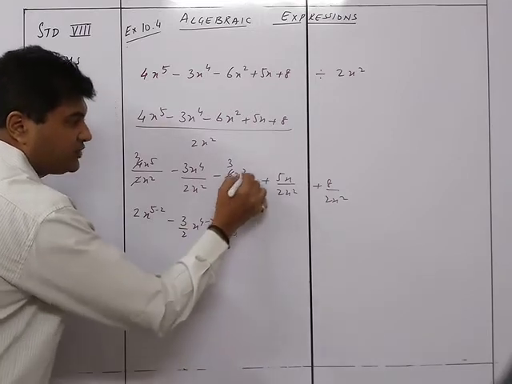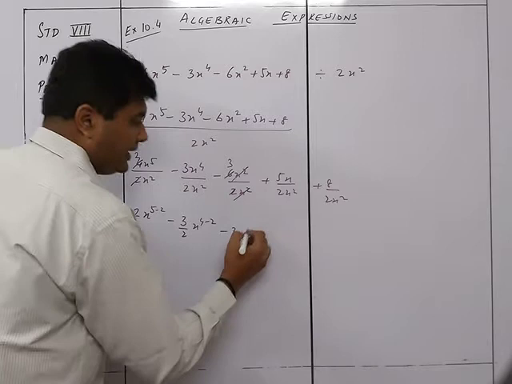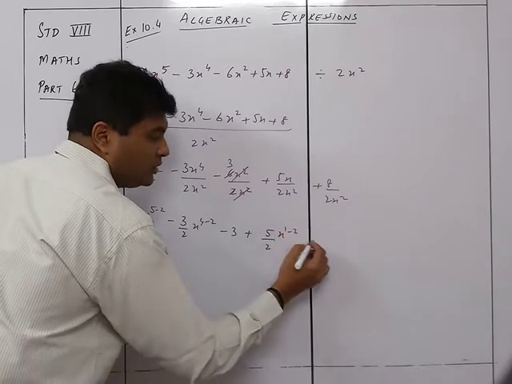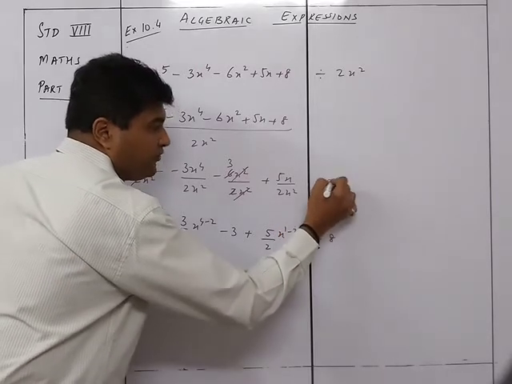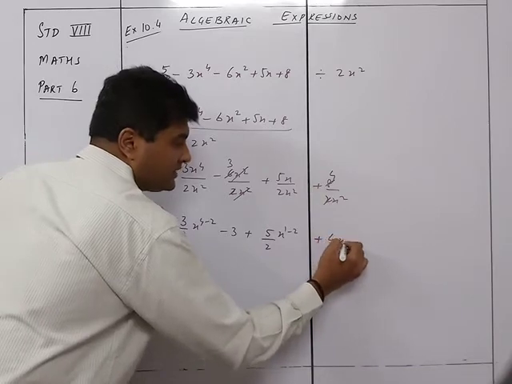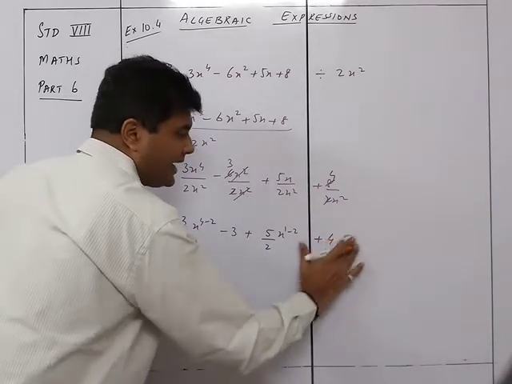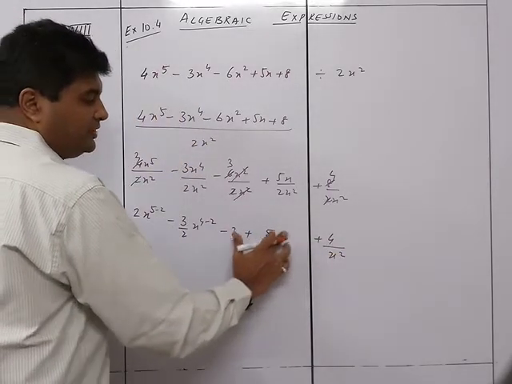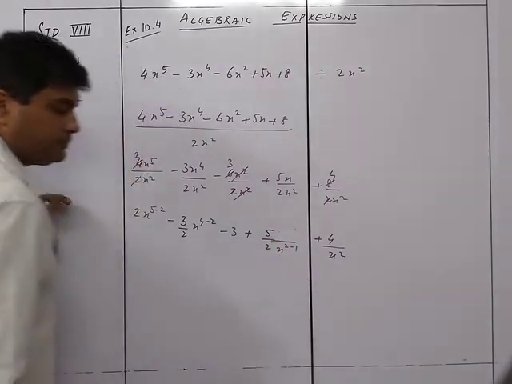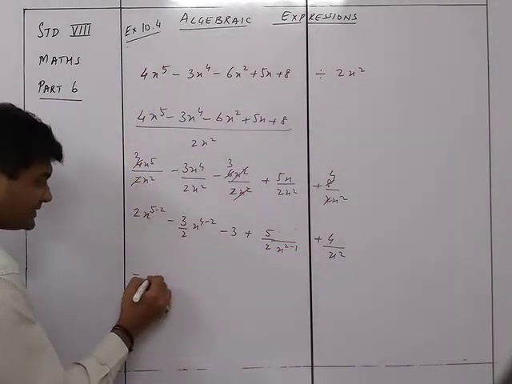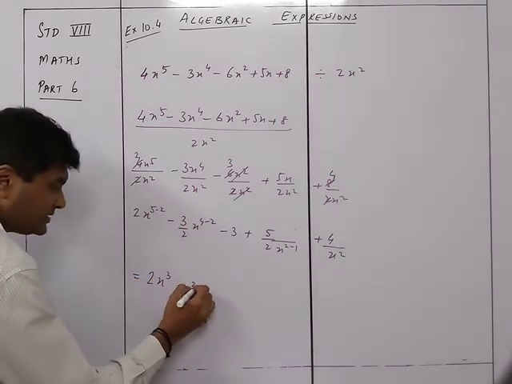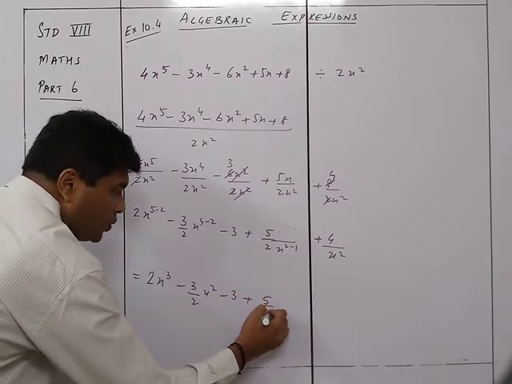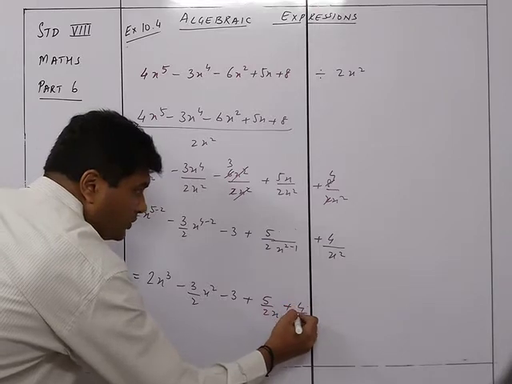minus 3 x square gets cancelled, so minus 3 will remain as it is. Here it will be plus 5 upon 2, and then it will be x raised to 1 minus 2, and this will be plus 8, so that will be 4, so that will be 4 x raised to minus 2, or we can take it directly as upon x square. So here also you know that this is bigger, so you can always take it as x raised to 2 minus 1. This gives us the answer as 2x raised to 3 minus 3 upon 2x raised to 2 minus 3 plus 5 upon 2x plus 4 upon x square.